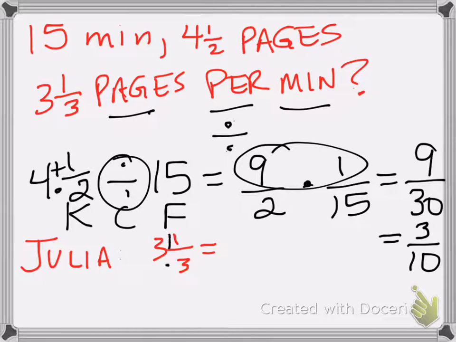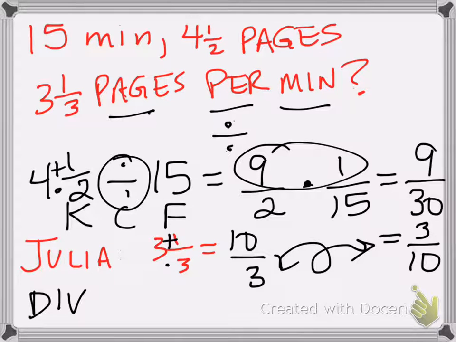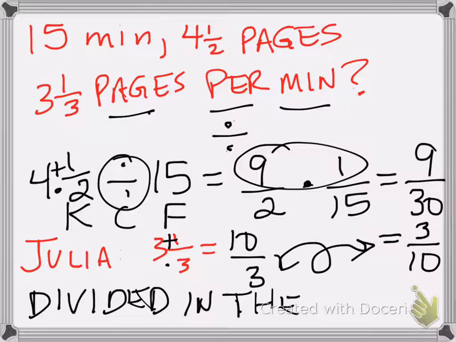Well, if you convert this to an improper fraction, you'll notice that it turns into 10/3, which is very similar to the answer we got. These happen to be reciprocals. Now that gives us a clue as to what Julia did wrong. If you divide things in the opposite order, since division is not commutative, you'll actually get the reciprocal. So Julia's error, she divided in the wrong order. If she did divide in the wrong order, she didn't do pages per minute, she actually calculated minutes per page. So divided in the wrong order.